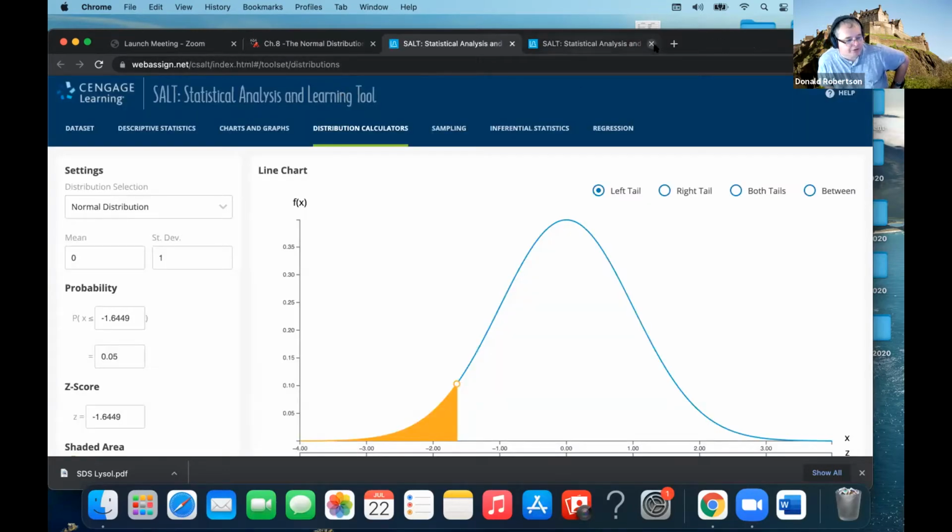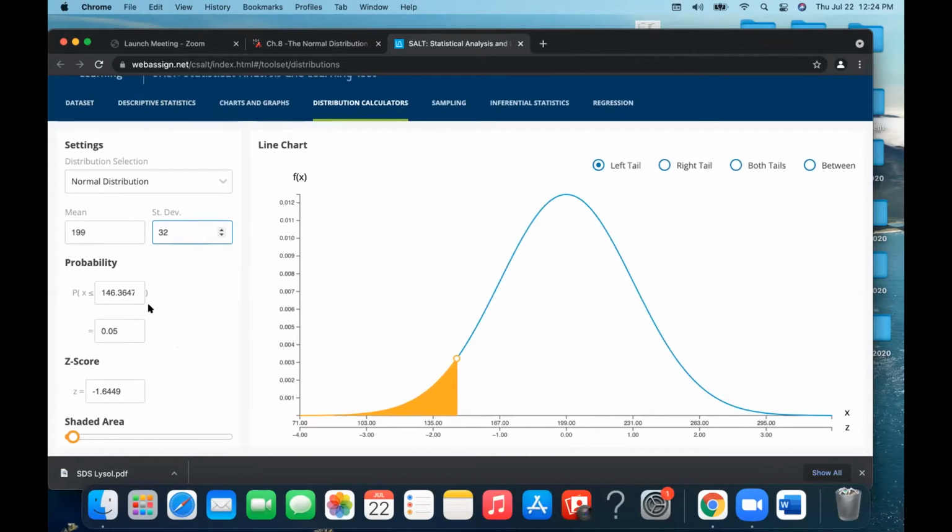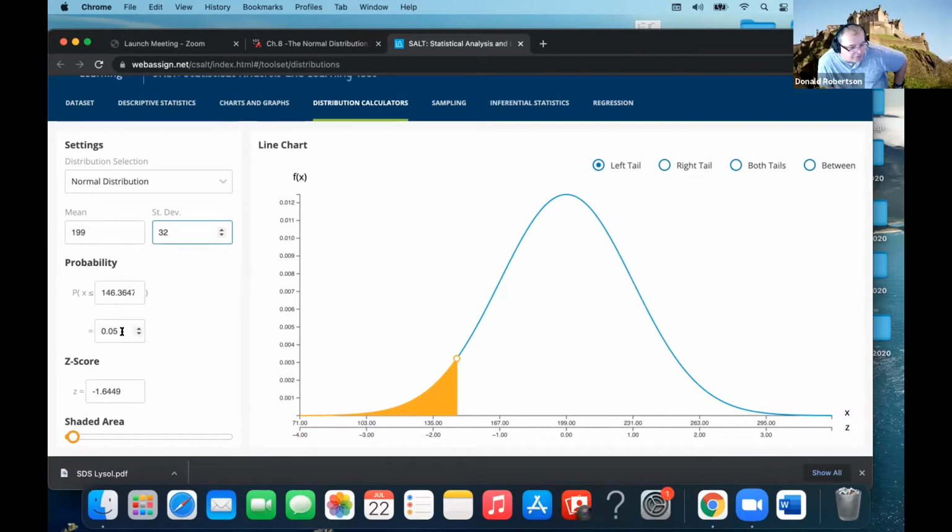What we're going to do is it's on normal distribution, which is good. Go to the thing called mean and change that to the 199 that they told us about. And the standard deviation, change that to 32. Now, normally you would be putting a number in the px less than or equal to, but not this time. Go to the box below it, the one that has 0.05 in it, and turn that into 0.23.